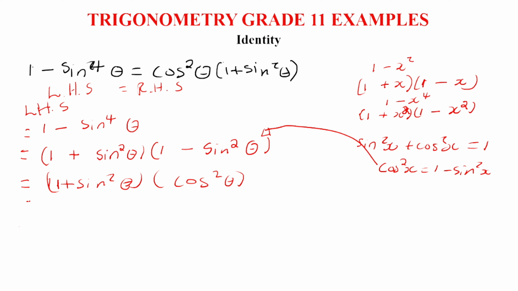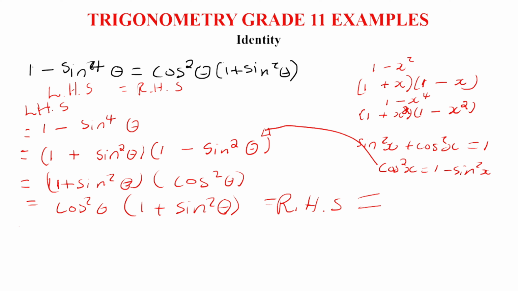Therefore, there you go. Then you can just rearrange it. It's going to be cos squared theta in brackets 1 plus sine squared theta, which is equal to the right hand side. Therefore, you have proven your identity, then you can get full marks.